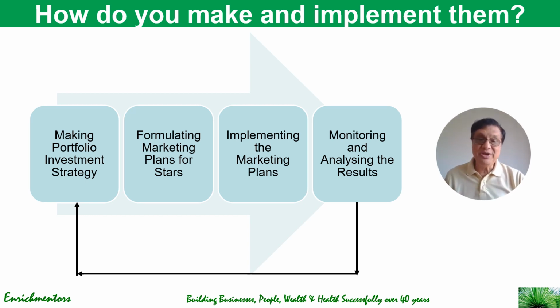The third step, once you formulate those marketing plans, is to implement them to realize the company's central goals of revenue, market share, and profitability. And that's the implementation. And finally, you need to monitor and analyze the result. So that's what you need to do to make those decisions and implement them.